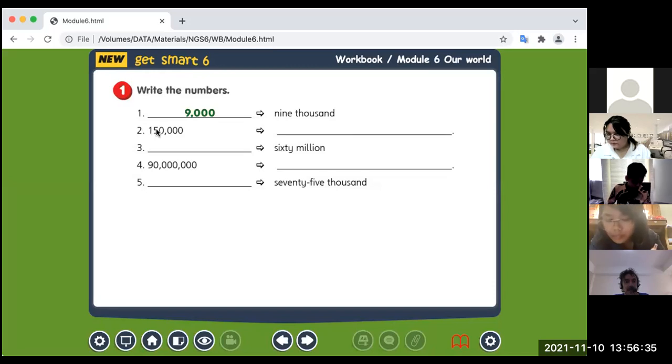Number 2. What is this one? Hey guys, don't put just your number in the chat. Write your number and the name. Yeah, Taiwan. Thank you.